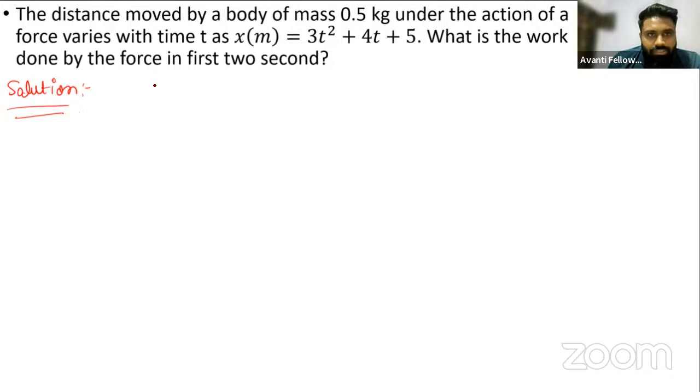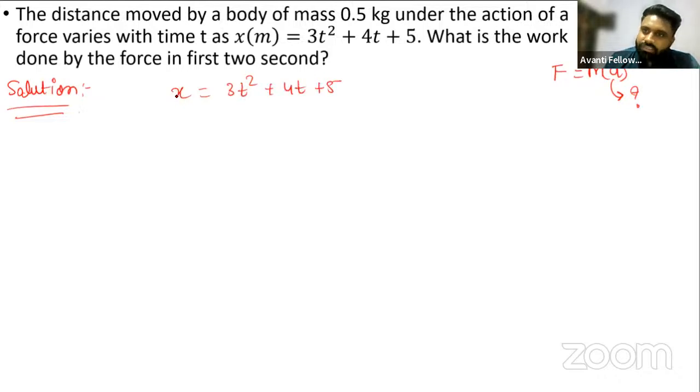Now, in this question, this expression is given, and we have to find the acceleration. To proceed in this type of question, we have a blank value of force. We do not know what kind of force is acting. So firstly, we will try to find out the value of force. And the value of force is given, according to Newton's laws of motion, by F is equal to ma. So acceleration we have to find out. So for that, x is equal to 3t square plus 4t plus 5.